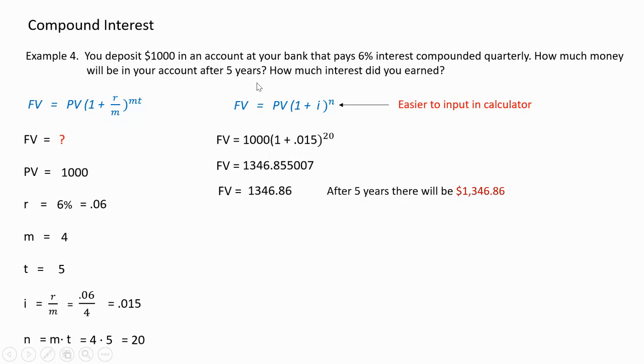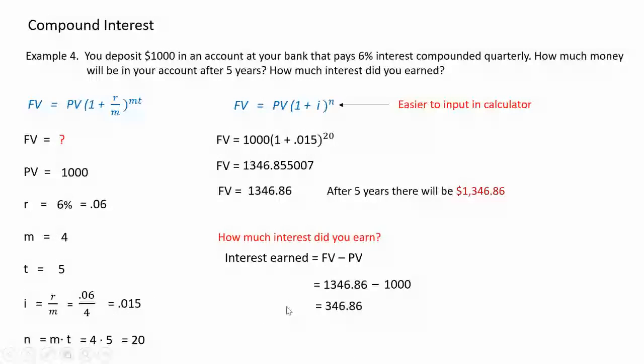So how much money did you earn in interest? It's going to be the future value minus the present value, right? The future value was what we just got, $1,346.86, minus the initial principal, which was 1,000. So in 5 years, you earned $346.86. That's extra money that you earned.